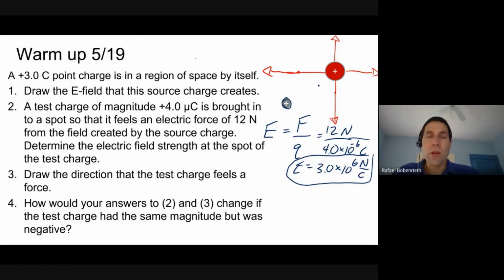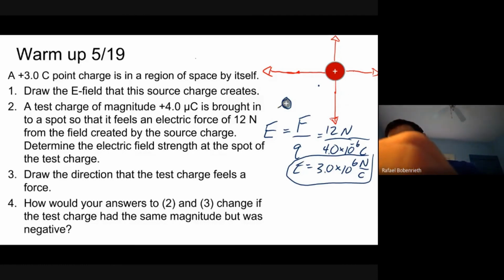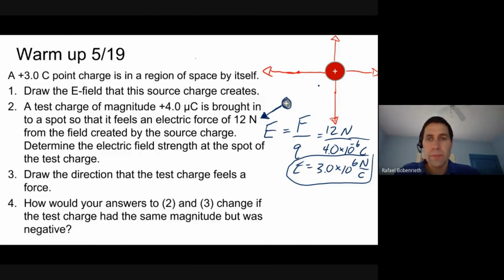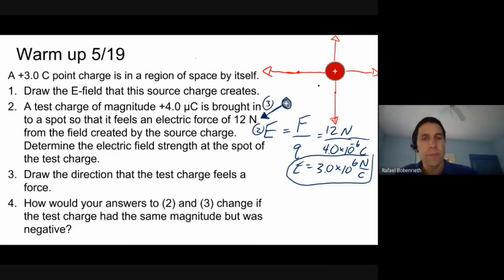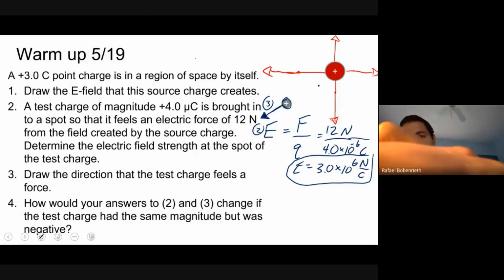Number 3, draw the direction that the test charge feels a force. Well, this test charge is a positive test charge, and so we know it's going to feel a repulsive force away from the positive source charge. So something like so. Okay, so this is my answer to number 2. Here's my answer to number 3. This is my answer to number 1. Just make sure we know.